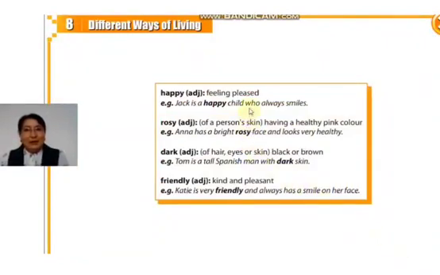Happy, meaning feeling pleased. For example, Jack is a happy child who always smiles. Rosy, meaning having a healthy pink color. For example, Anna has a bright rosy face and looks very healthy. Dark, meaning black or brown. For example, Tom is a tall Spanish man with dark skin. Friendly, meaning kind and pleasant. For example, Katie is very friendly and always has a smile on her face.